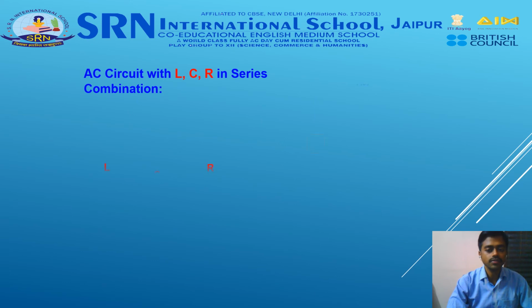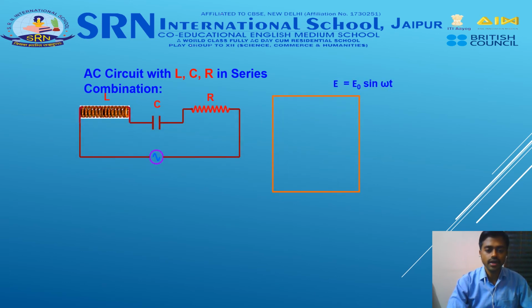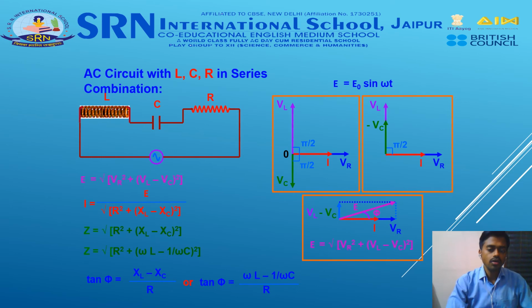Now the last type of circuit is AC circuit with LCR in series. Now this diagram represents that all three components are attached in the circuit in series with an alternating power source. Now we will represent all these voltages in vector form, and here we have the voltage across the resistor on the horizontal axis, voltage across the inductor on the positive y axis, and voltage across the capacitor on the negative y axis.